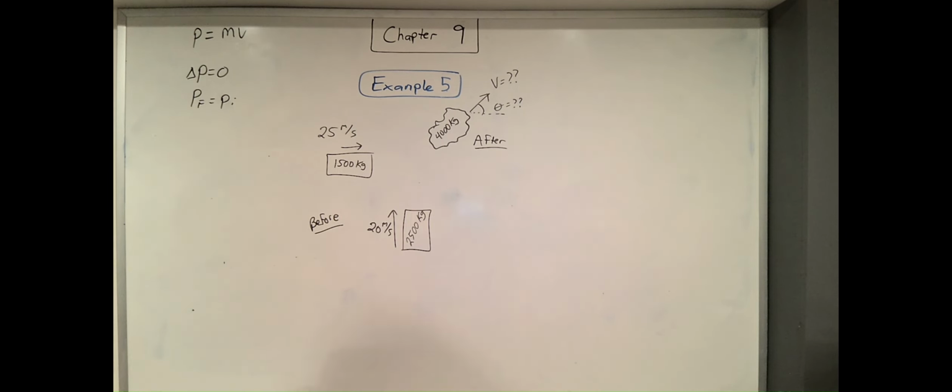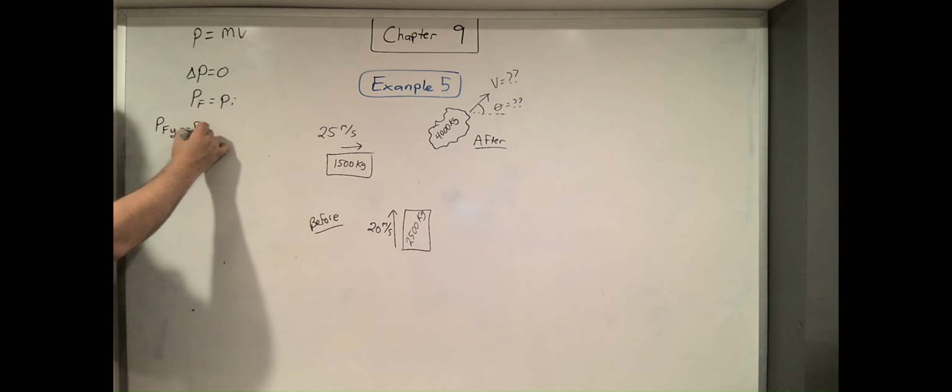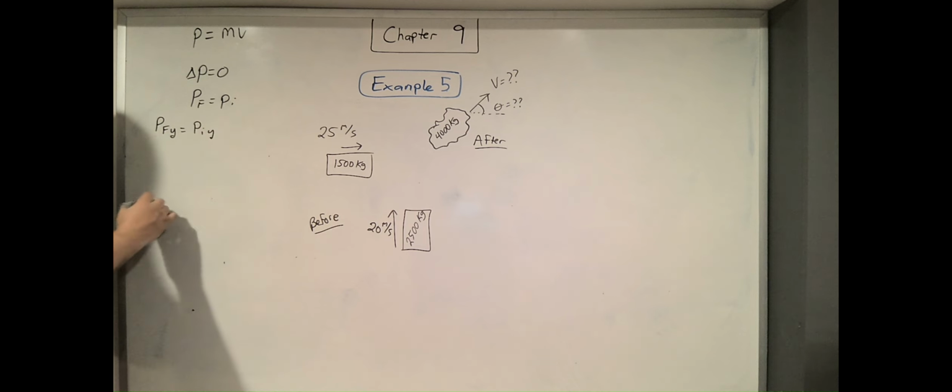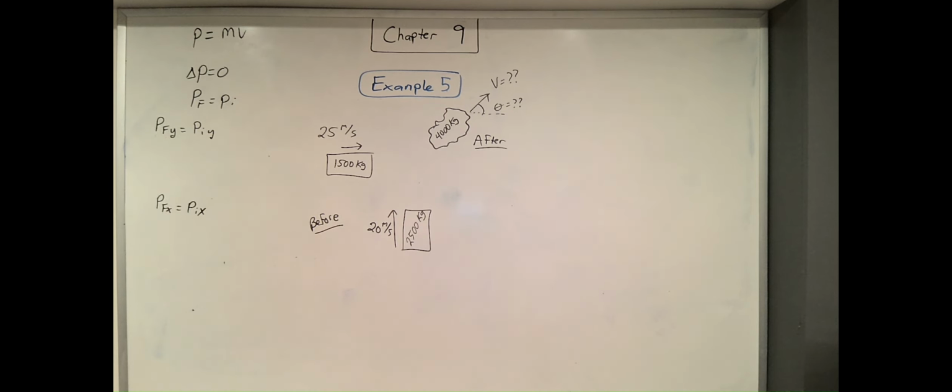And because it's two-dimensional, that tells us that the p final in the y is equal to the p initial in the y. It also tells us that the p final in the x is equal to the p initial in the x. So we have to keep them separate. We have our x's and we have our y's, and we're going to keep them separate.